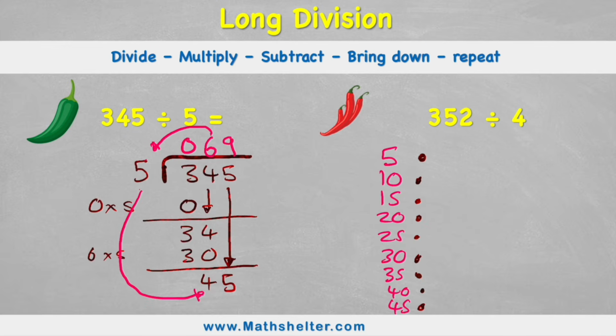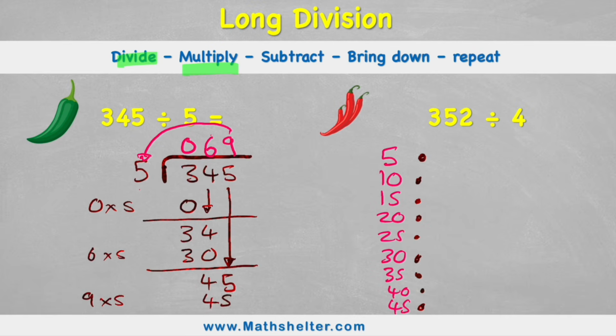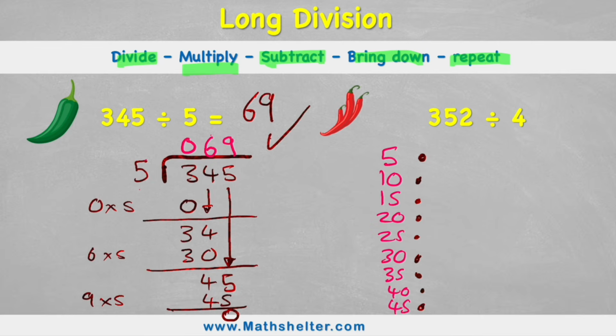Now I think I've finished, but I want to just check. I've just divided. Let's multiply now. And this time I'm going to be multiplying 9 times 5. And 9 times 5 equals 45. Now when I subtract 45, subtract 45 equals the magic 0. That's the number I'm looking for. I want to get down to 0, so I know there's nothing left over. Now I have nothing left to bring down, so therefore no more repeating. So my final answer to 345 divided by 5 equals 69. Give myself a tick. Green chili challenge done.